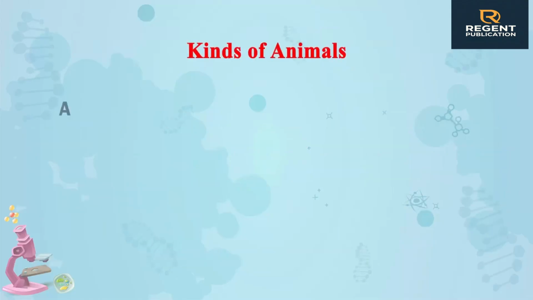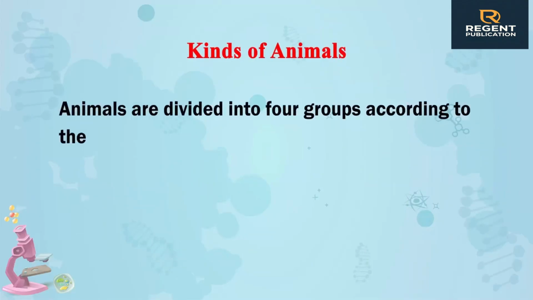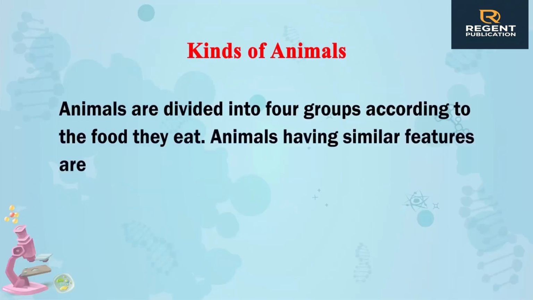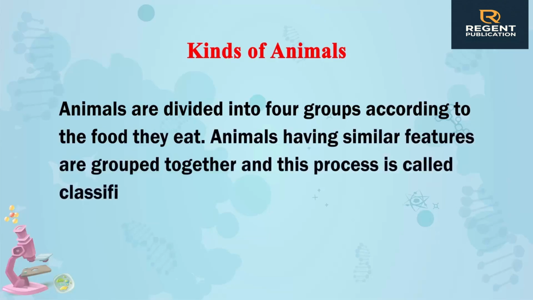Kinds of animals. Animals are divided into 4 groups according to the food they eat. Animals having similar features are grouped together, and this process is called classification.